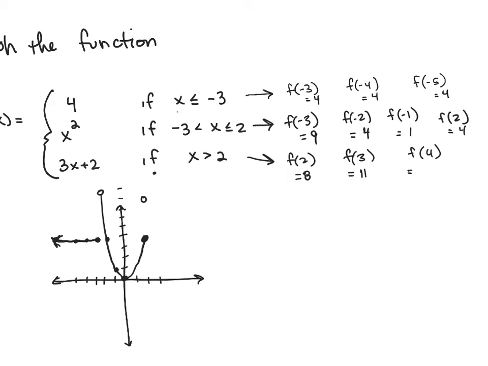And then 4 times 3 is 12. 12 plus 2 is 14. So (4, 14) would be up here. So that piece of the function looks like that.